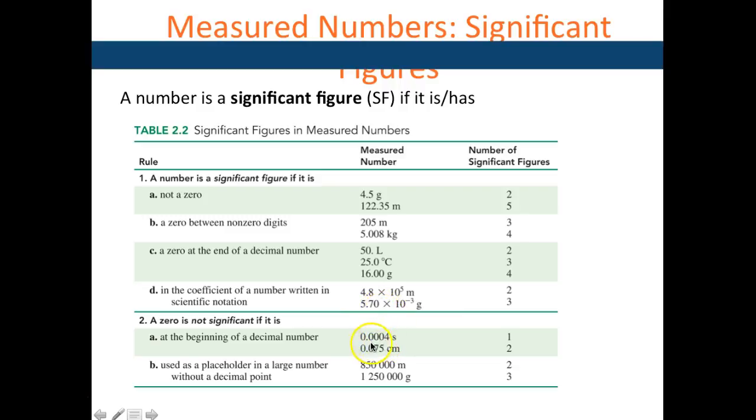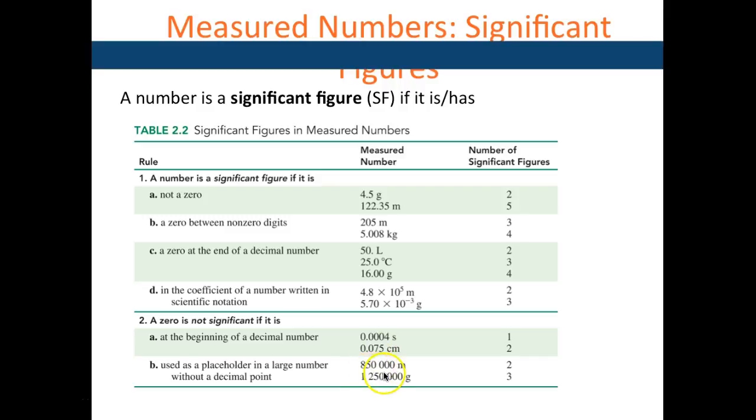Now these zeros are called placeholder zeros because they are telling you where the decimal point is, but they're not significant. So for a number much less than 1, where the zeros are preceding a non-zero digit, those zeros are not significant. So there's only 1 sig fig in this number. Again, here this zero is not significant, neither is this, so there's 2 sig figs.